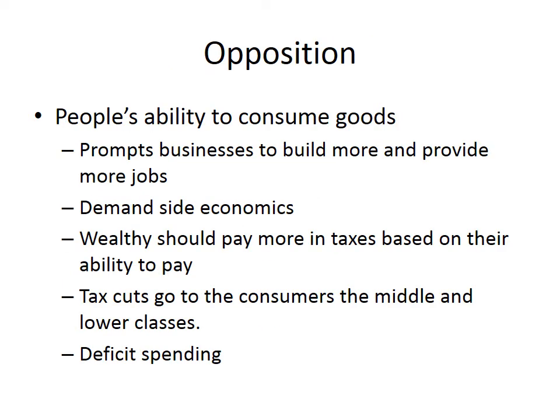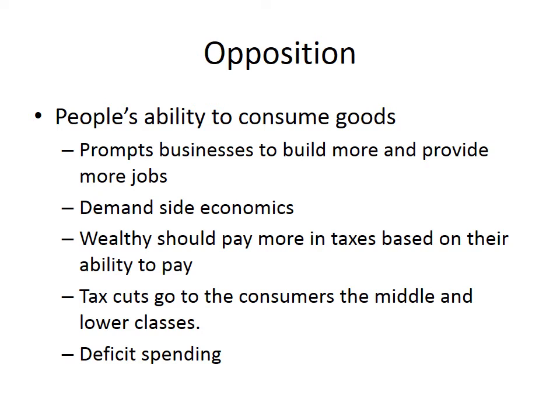So the opposition, of course, is going to be based on what's called demand-side economics. It's the people's ability to consume goods that drives the economy. So if more people are buying goods, then the powers that be would produce goods, right? If you buy more cars, then they have to make more cars, which makes more jobs. It's the opposite side. It's called demand-side economics. The wealthy should pay more in taxes because they can. They have the ability to pay more, so they should.